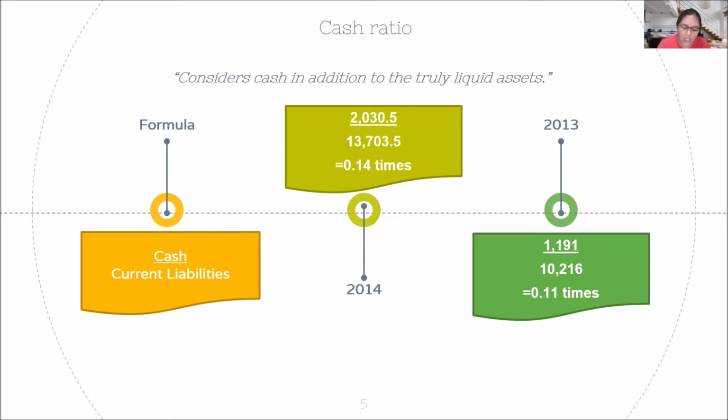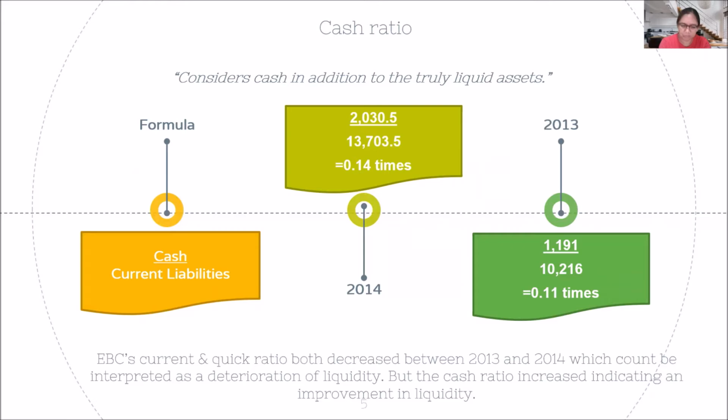times. So as you can see, kung napansin nyo kanina, the current ratio as well as the quick ratio or the liquid asset ratio, parehong bumaba. Pero in terms of cash, nag-increase naman siya. So maybe there are some factors, no? Kaya ganun ang nangyari. So EBC Enterprises Incorporated, current and quick ratio both decreased between 2013 and 2014, which can be interpreted as a deterioration of liquidity. But the cash ratio increased, indicating an improvement in liquidity. So merong medyo contrast, no?